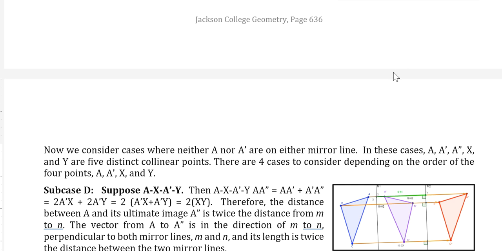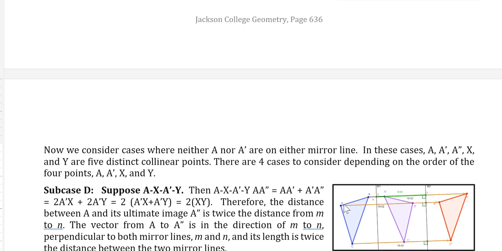Okay, so now we need to consider cases where neither A nor A prime are on the mirror line. In these cases, A prime, A double prime, X, and Y are 5 distinct collinear points, but in particular, A prime, X, and Y are different. So there's going to be 4 cases to consider depending on the order of A prime, X, and Y.